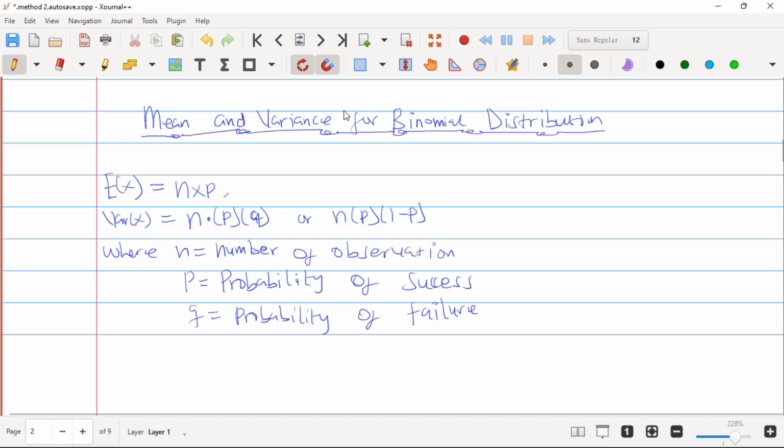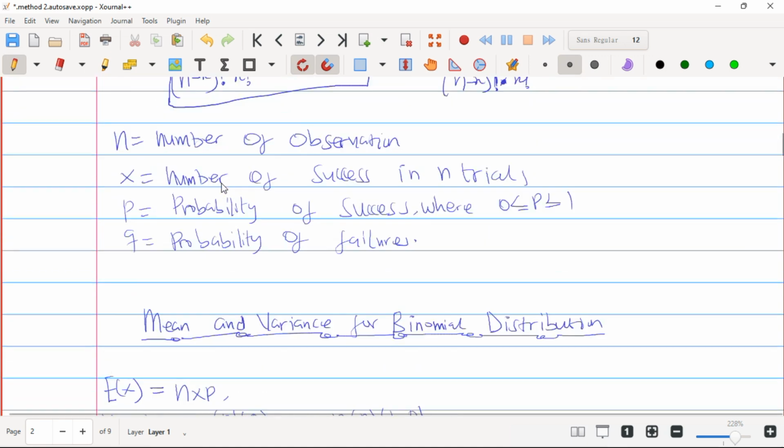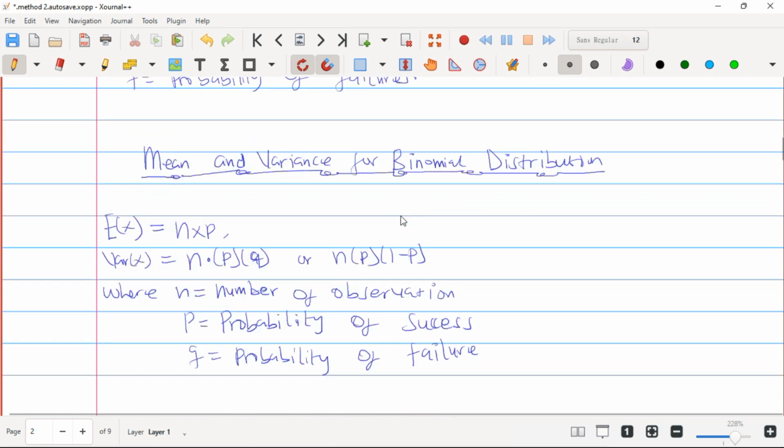Sometimes they can ask us in our question to find the mean and then variance of binomial distributions. So the mean of the binomial distribution, let's say the expectation of x, is n times p, right? That's the number of observations times the probability of success, and this one is always fixed. It will never change, right? That's n times p. So here, once you get your n, the number of observations from the question, and you get your probability of success from the question, you just multiply them together to get your expectation.